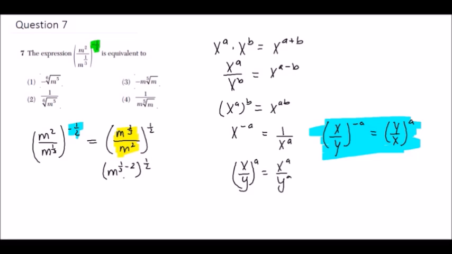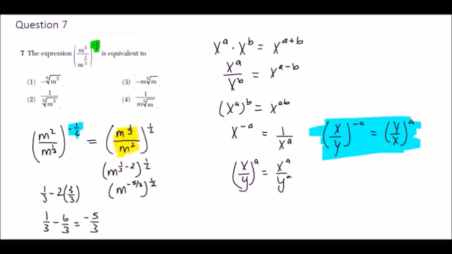Now, 1/3 minus 2, we can either put that in the calculator, or we can say, okay, 1/3 minus 2, multiply this by 3 over 3. We get 1/3 minus 6/3. I did that to get common denominators, and that is negative 5/3. So this is m to the negative 5/3, all still raised to the 1/2.